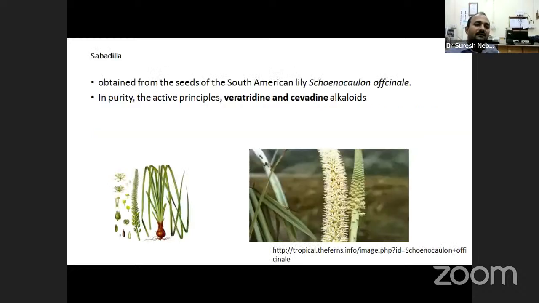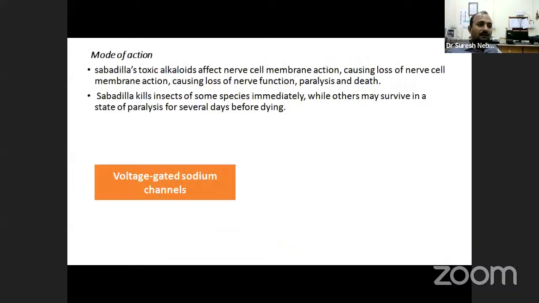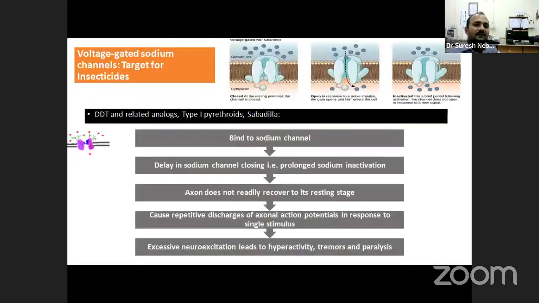Like Sabadilla, what are the active principles from which it is obtained? Then what is its mode of action? It is acting on voltage-gated sodium channels. Along with Sabadilla, other insecticides such as type 1 pyrethroids and DDT and related analogs are also acting on voltage-gated sodium channels. So what happens when it is affecting voltage-gated sodium channels? This much will not be asked for JRF, but definitely for SRF and ARS, you should be clear about these things. For JRF, just till this: these insecticides are affecting voltage-gated sodium channels. That will be sufficient.